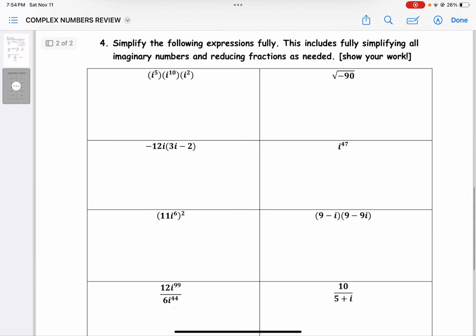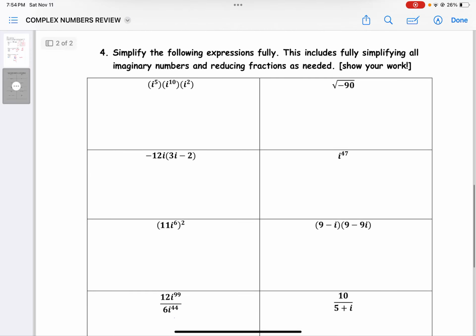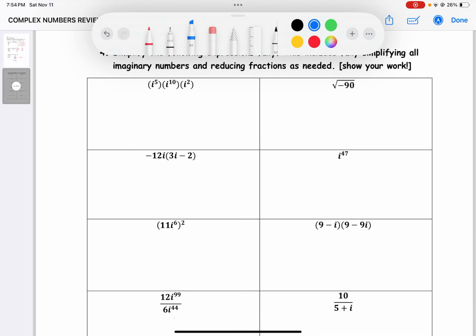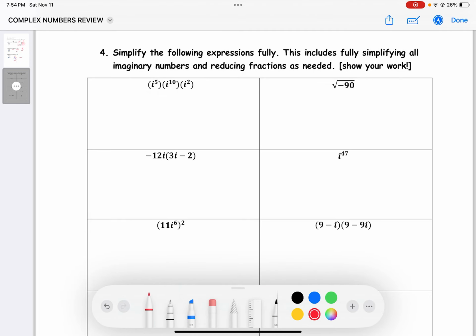And then lastly, question 4 is just 12 different simplifications of imaginary numbers. This includes the following things that I will make sure we remember. It includes fully simplifying all imaginary numbers. That means if i is raised to any power that's not 1, it is not fully simplified. So you must simplify those imaginary numbers.